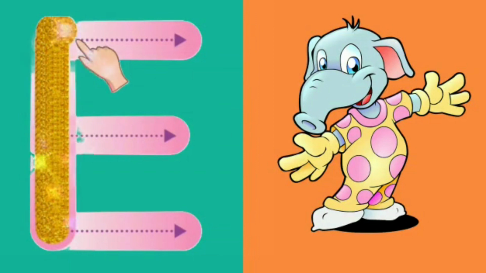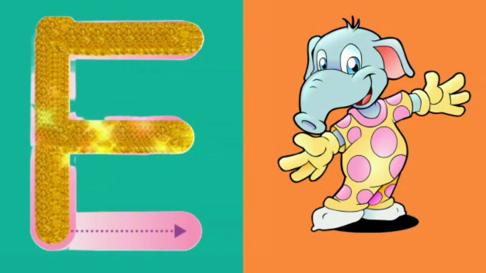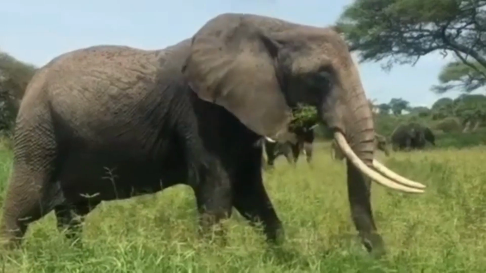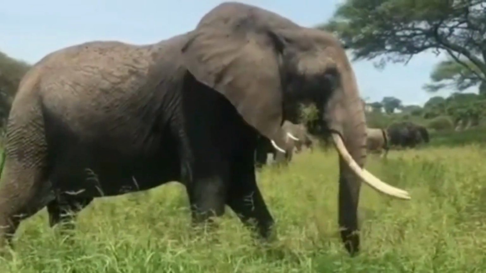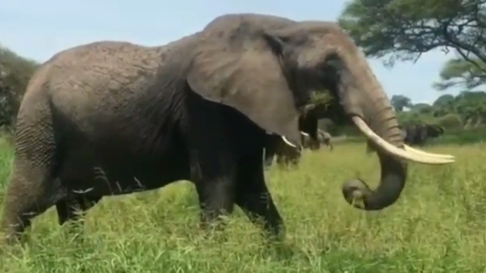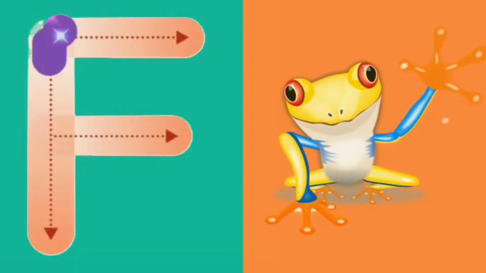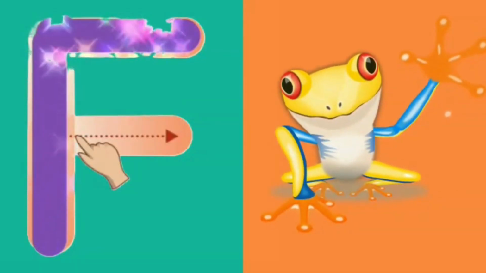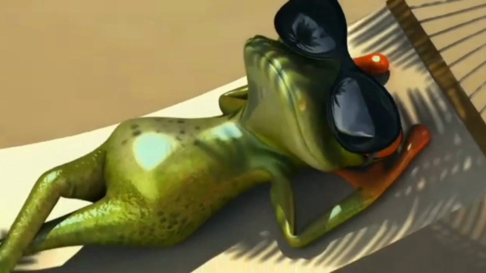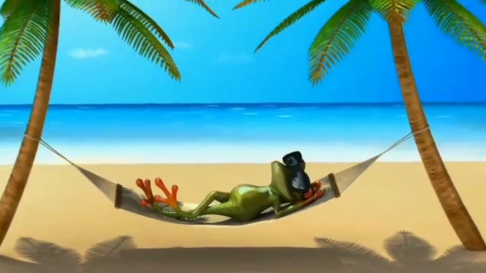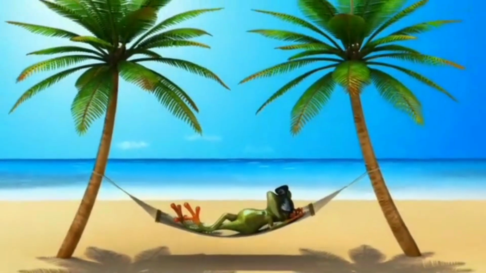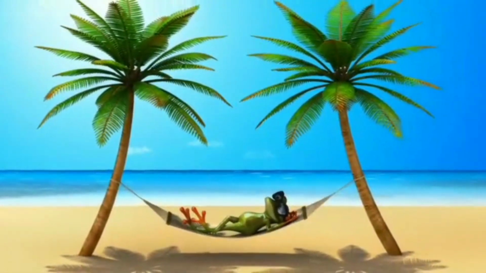E. E is for elephant. Elephant. F. F is for frog. Frog.